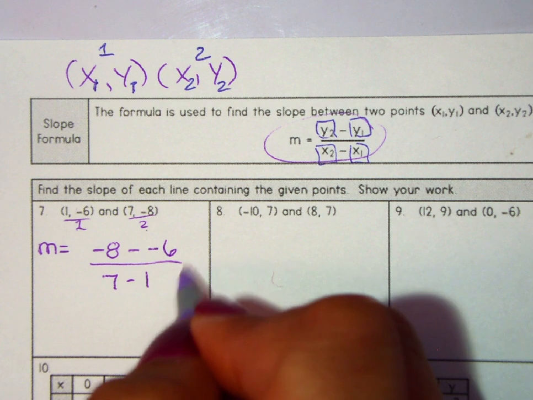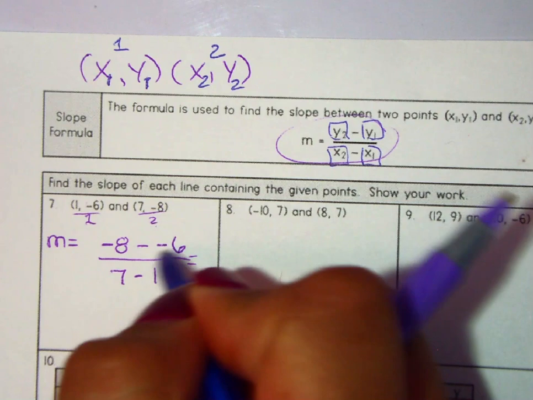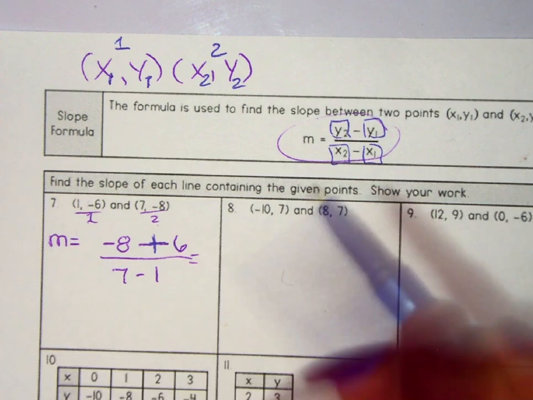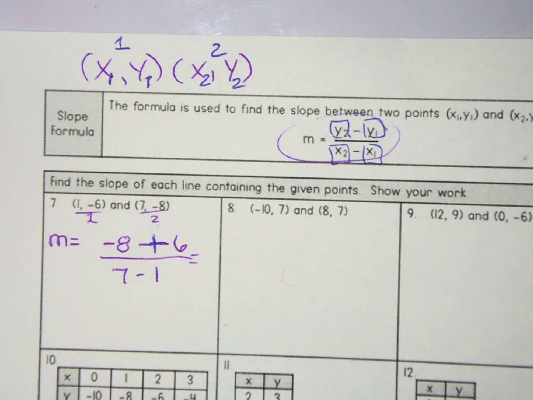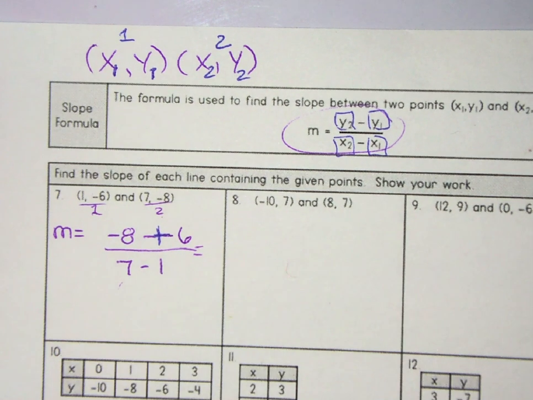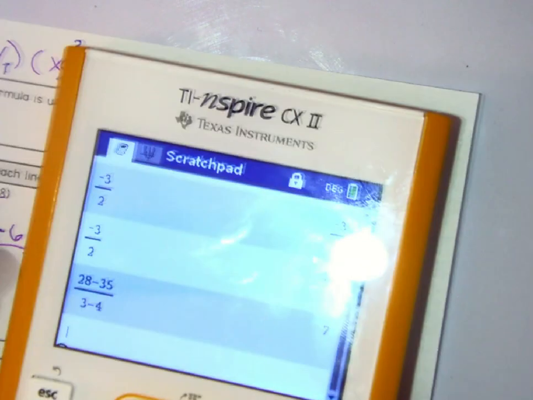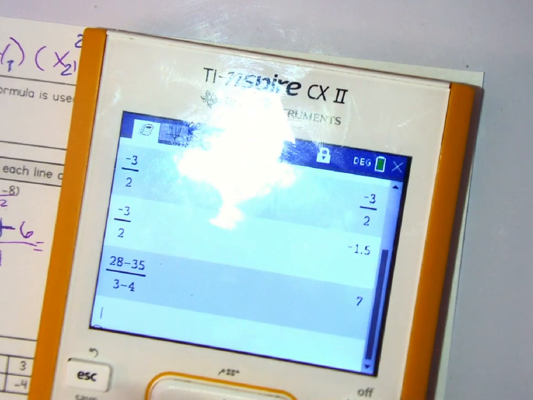You could do this by hand by just simplifying -8, and then again minus negative becomes a plus. So -8 plus 6, and then 7 minus 1. If I do it by hand, I can get the answer, but I also want to show you how to type it. The calculator can just quickly tell you just by typing what you had correctly.